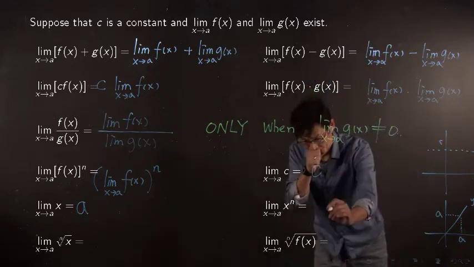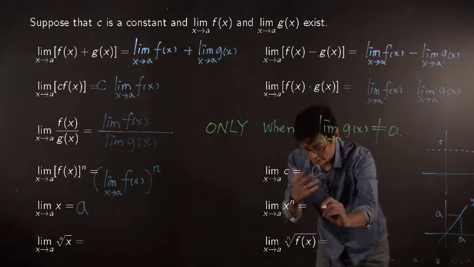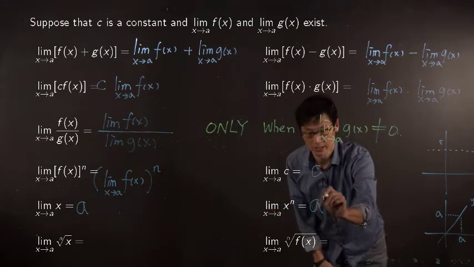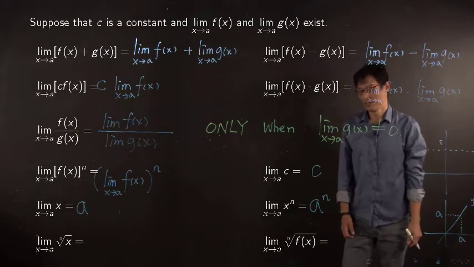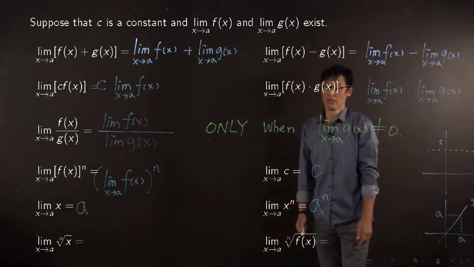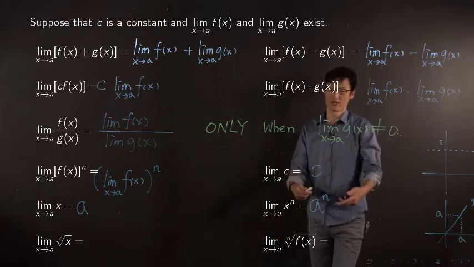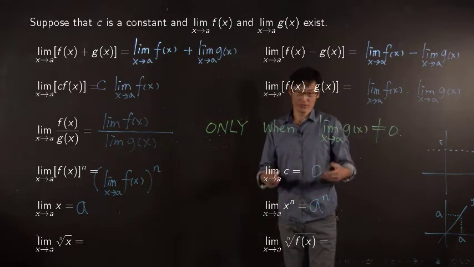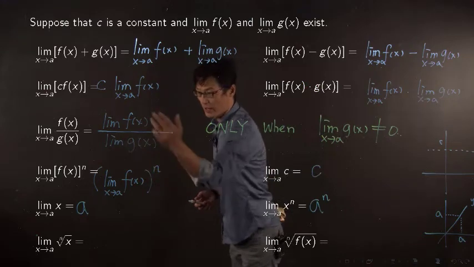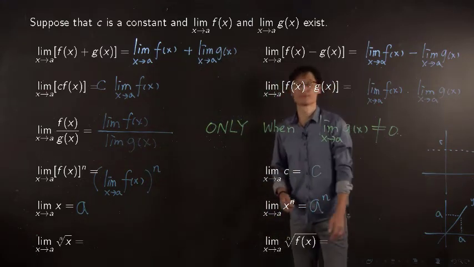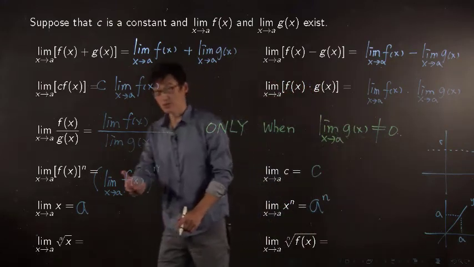So basically, this is the nth power of the limit of x. So it's going to be just a to the nth. It looks like you are plugging in x equals a into the function. Well, plugging in works as long as your function is good enough. By a good enough function, I mean whenever you have a non-zero denominator, you can plug in like this. The nth root is quite similar.